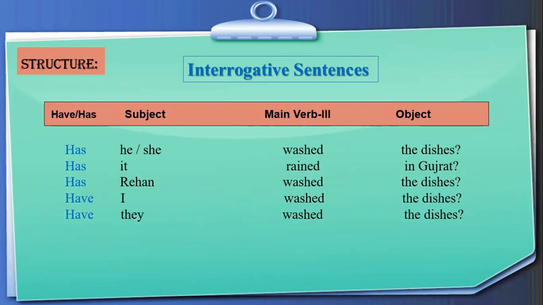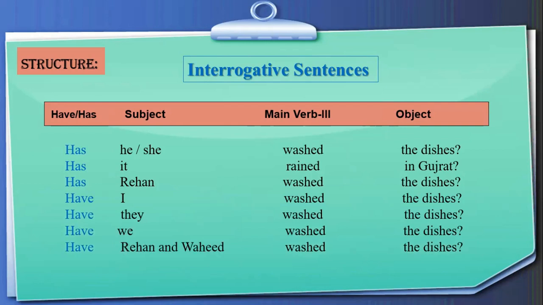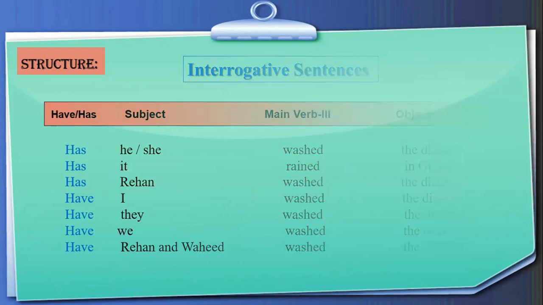Have I washed the dishes? Have they washed the dishes? Have we washed the dishes? Have Rehan and Fahid washed the dishes? So this is the way we make interrogative sentences.